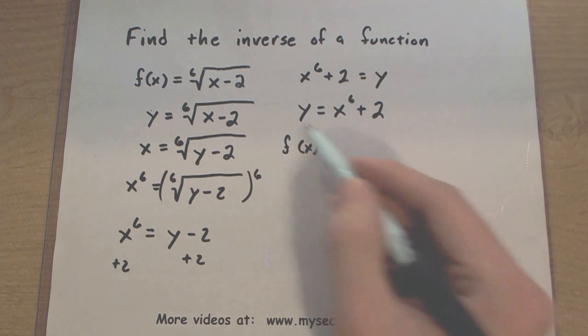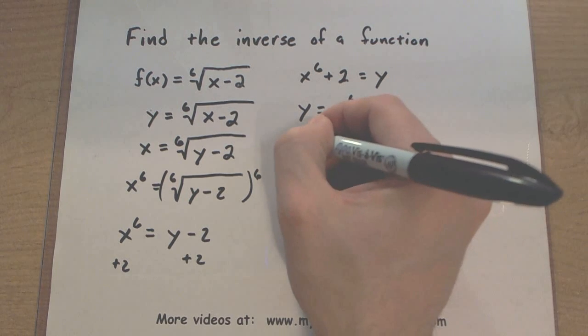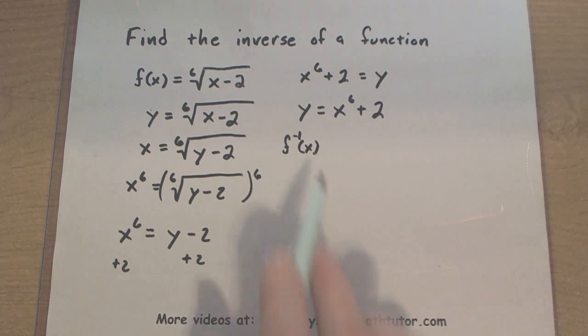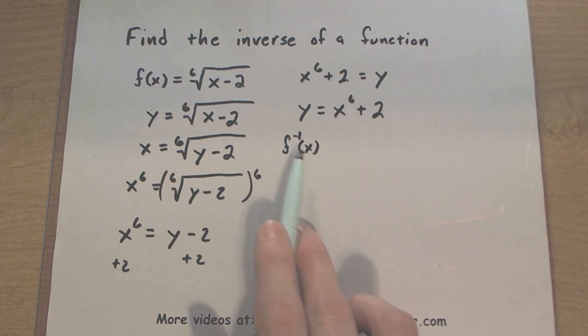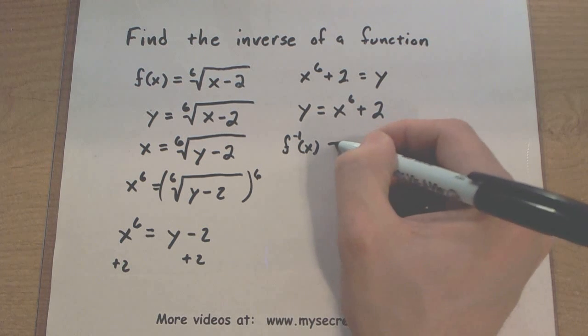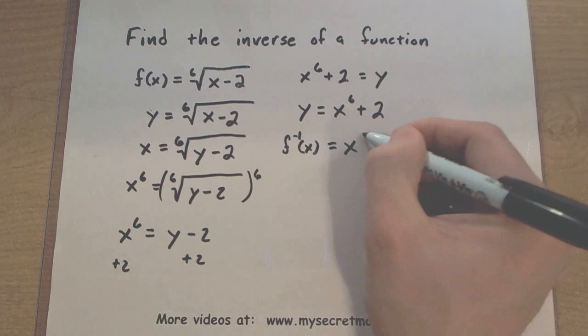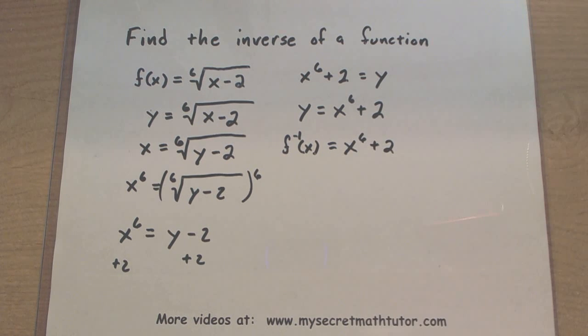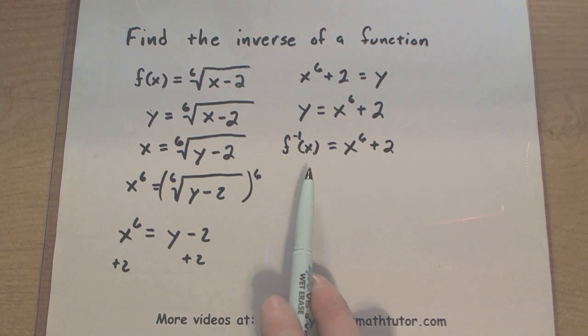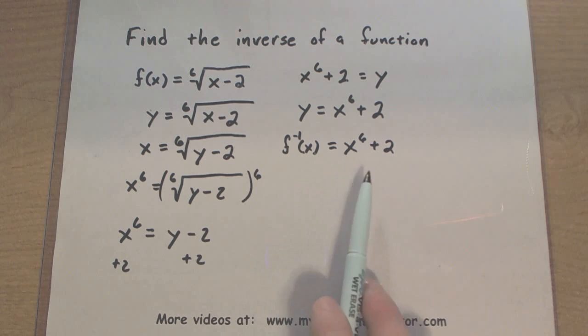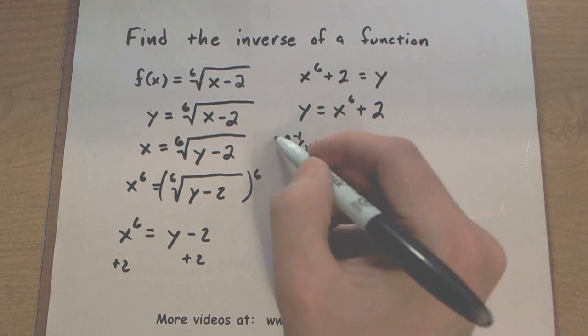But since this now represents the inverse function, we're going to use the notation for an inverse. That's f minus 1 of x. There we go. So now we're done. This says that the inverse function of f is x to the 6th plus 2.